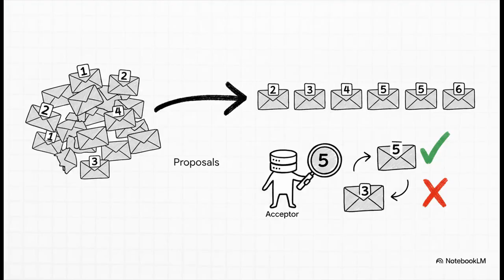We're going to attach a unique number to every single proposal, and we'll just make sure that these numbers always go up. Now the acceptors have a dead simple rule to follow. If you see two different proposals, you only pay attention to the one with the higher number. This lets the system tell the difference between old ideas and new ones, giving priority to whatever's happening right now.